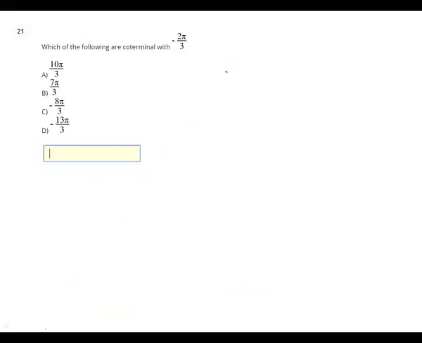All right. Which of the following are coterminal with? So this is one where you can pick more than one. And remember, coterminal is the thing where I either add or subtract 360 or I add or subtract 2 pi. And I can keep doing that multiple times around the circle. Okay? In thirds world, what is 2 pi? Yeah, it's the same as 6 pi over 3, right? We're making an equivalent fraction.